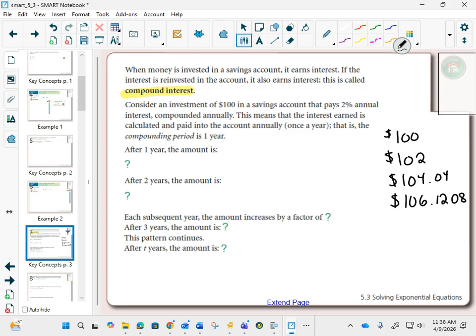Maybe this is good. Anyways, this is the idea of compound interest, and what's happening each time is that you are multiplying by 1.02. And if you take this and multiply by 1.02 again, that is exponential growth. In fact, we could write our equation. We started with $100, then we multiplied by 1.02 x amount of times.